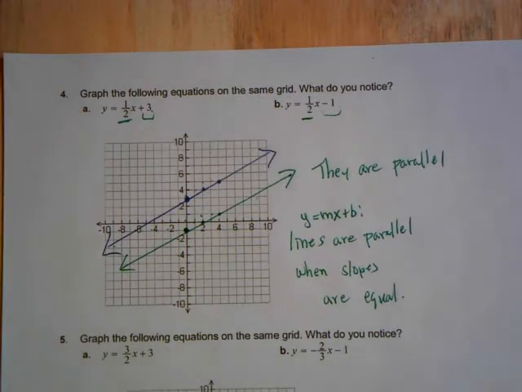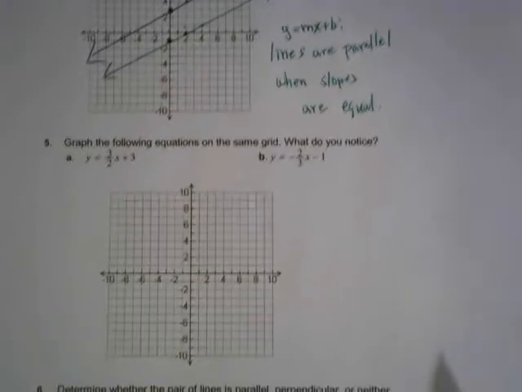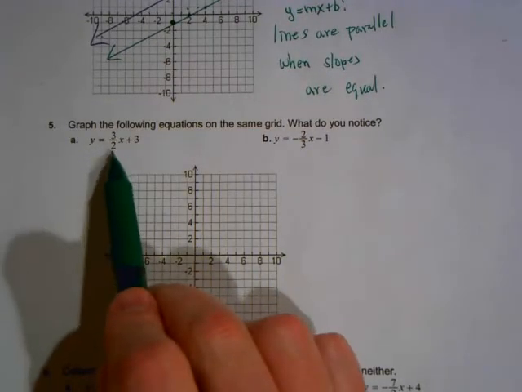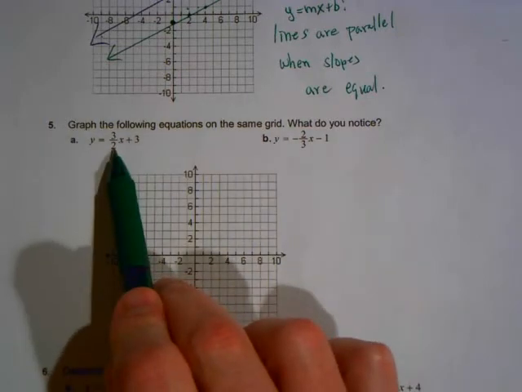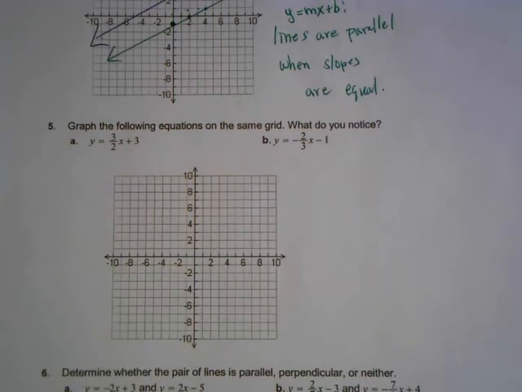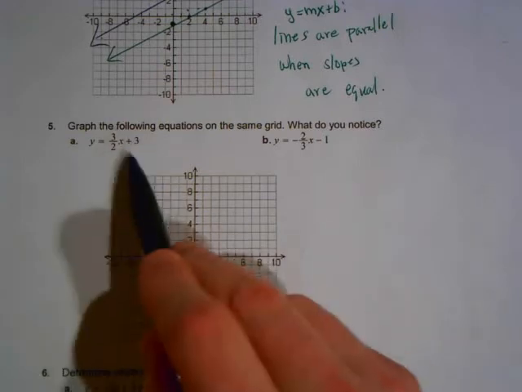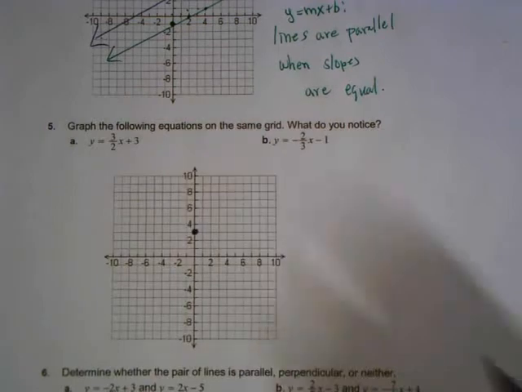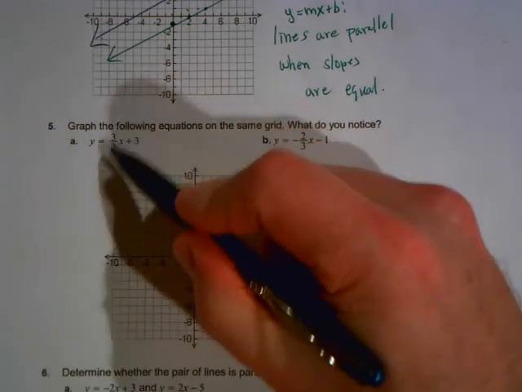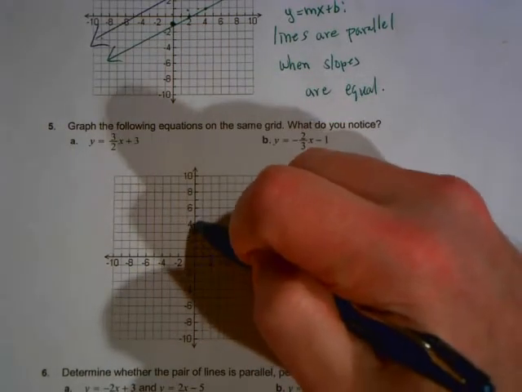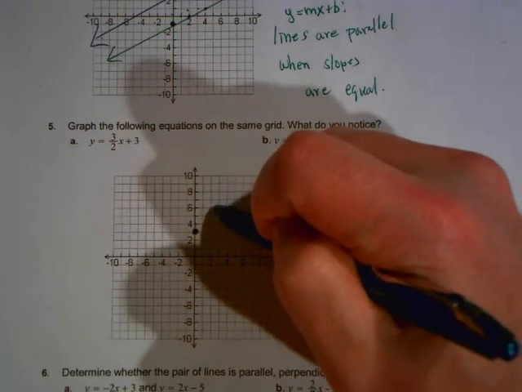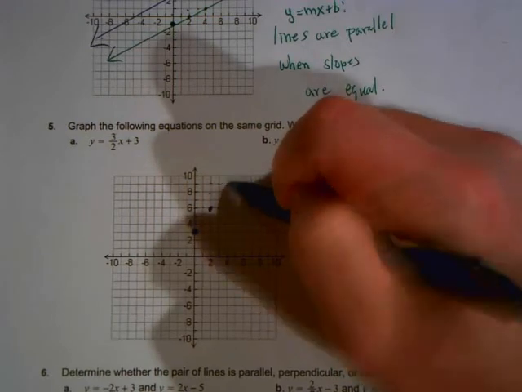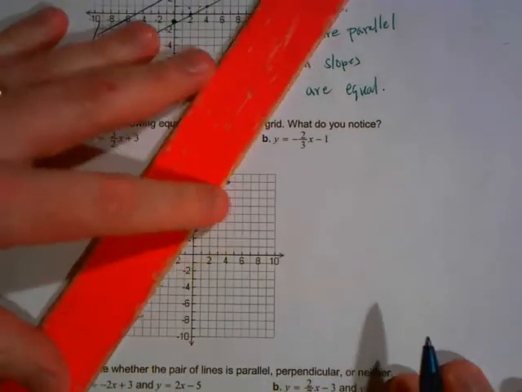Alright, let's take a look at number 5 here. Kind of the same deal, except this time I notice right away the slopes are not the same. This one's a 3/2, that one's a -2/3. Let's see what happens this time. I start at my y-intercept, it's 0, 3. I go up 3 over 2. So up 3, 1, 2, 3, over 2, 1, 2. Up 3, 1, 2, 3, over 2. And I connect the dots.